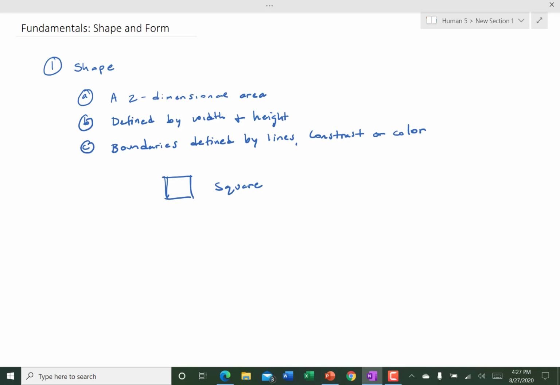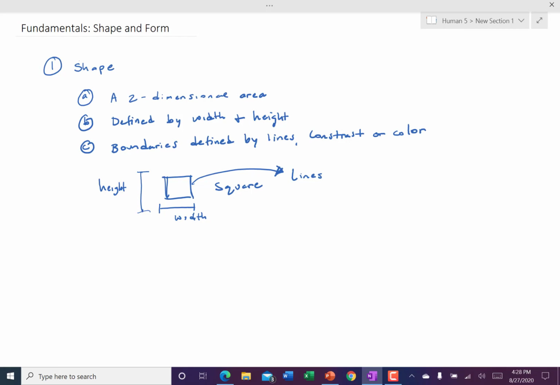So the square is two-dimensional, and it's defined by its width and its height. Let's make that a little bit longer there, so it actually looks like height. Okay, so that's that part. And then the lines that are making up the square. So that's the main, basic definition of a shape.